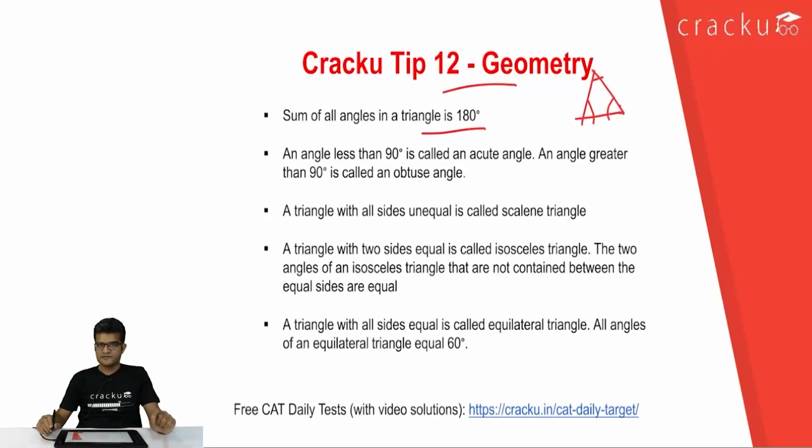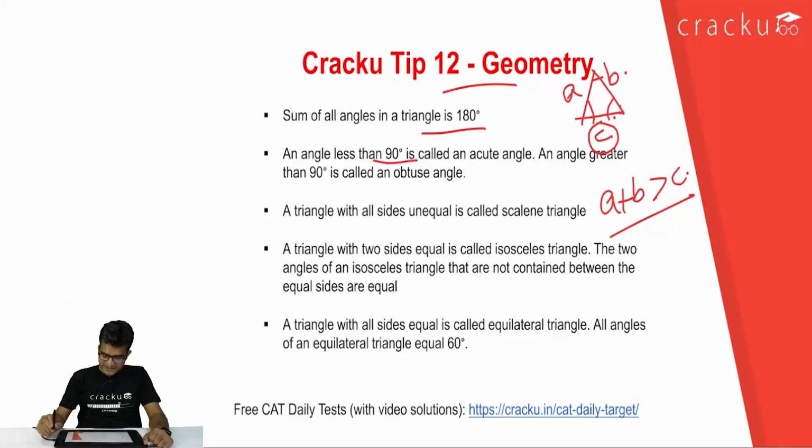Another important concept with respect to triangles is if you have the lengths of the sides as A, B and C, and let us assume that C is the longest side, then the sum of A plus B will always be greater than C. The longest side is less than the sum of the shorter 2 sides. That is a very important property of any triangle. An angle less than 90 degrees is called acute, and greater than 90 degrees obtuse. This is also quite well known.